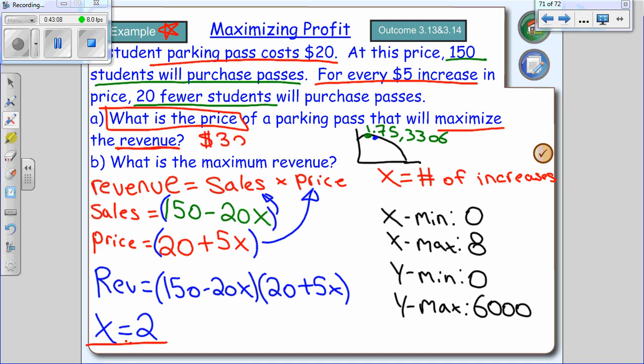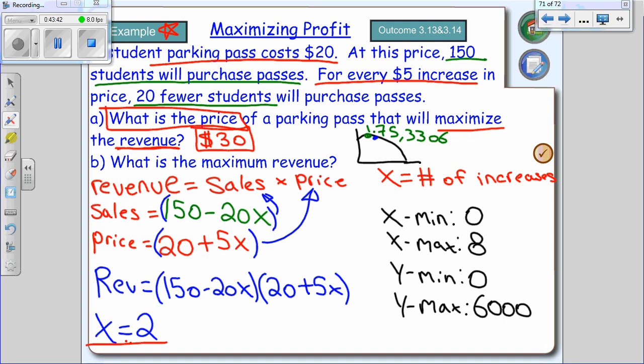You can use your price formula you created. Oh, you did 1.75. Yeah. Make sure you round to 2. Yes, because you can't do a partial price increase. You're doing a full increase or not. Make sure you're answering the question. The answer to A is $30. It's not 2. 2 is the number of increases you did to the price.